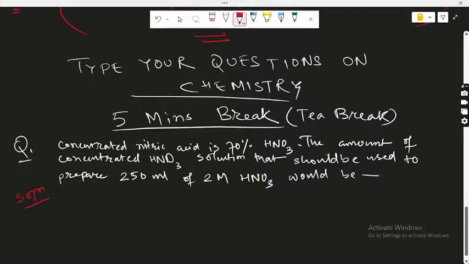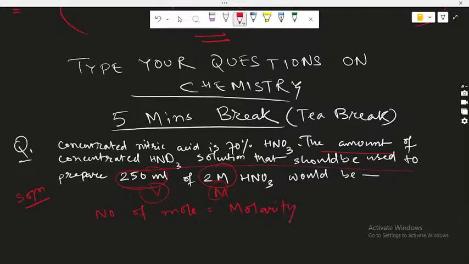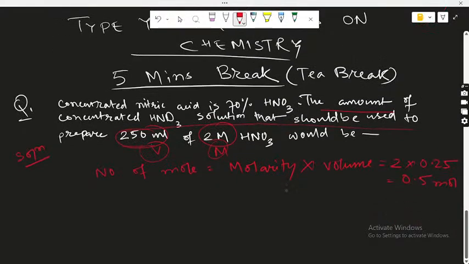So clearly here they have given the amount of concentrated HNO3 solution that should be used to prepare 250 ml. That is the volume, and this is the molarity. We know that molarity into volume gives us the number of mole. So number of mole will be molarity into volume. Molarity is 2 and volume is 0.25. So clearly you can get 0.5 mole. Now we are going to find the mass of 0.5 mole of HNO3.